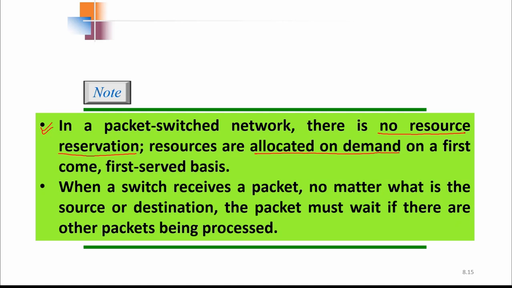If a particular device wants to send data, it will ask for the resource, or it will just keep on sending its packets by converting the data into packet form. So the resources will be allocated based on demand. When a switch receives a packet, no matter what the source or destination is, the packet must wait if there are other packets being processed.